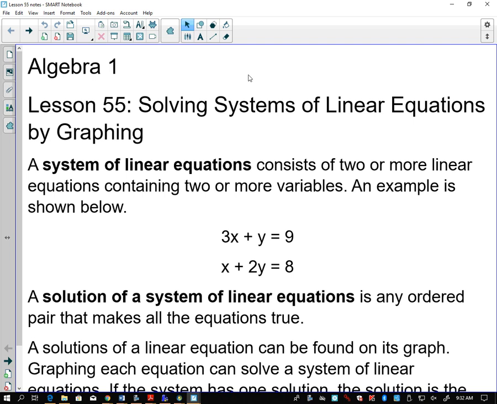All right, Algebra 1, lesson 55, solving systems of linear equations. Let's see, I've got about 14 to 16 minutes. We'll see how much we get through.